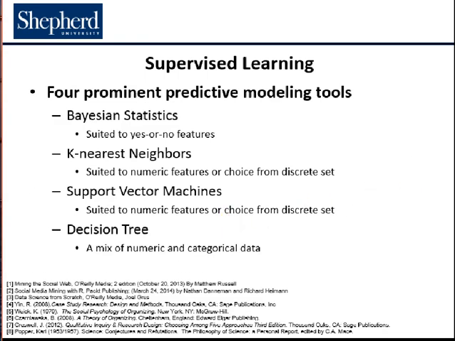There's four prominent predictive modeling tools. Bayesian statistics are suited to yes or no features. K-nearest neighbors are suited to numeric features or a choice from a discrete set of choices. And support vector machines are suited to numeric features or again a choice from a discrete set. And decision trees are a mix of numeric and categorical data.